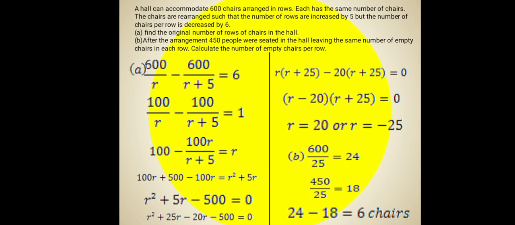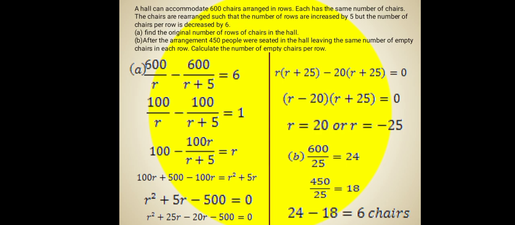A hall can accommodate 600 chairs arranged in rows. Each row has the same number of chairs. The chairs are rearranged such that the number of rows is increased by 5, but the number of chairs per row is decreased by 6. Find the original number of rows of chairs in the hall.